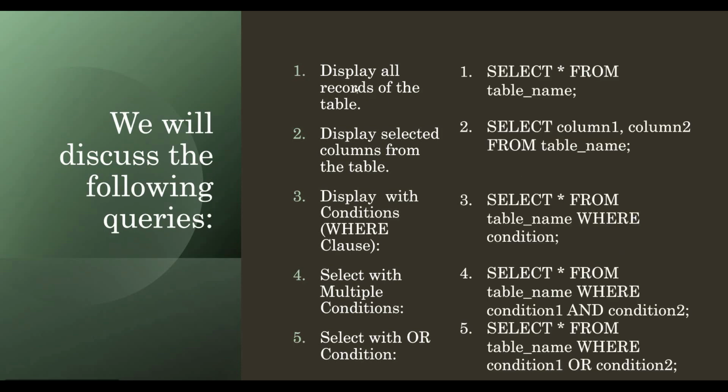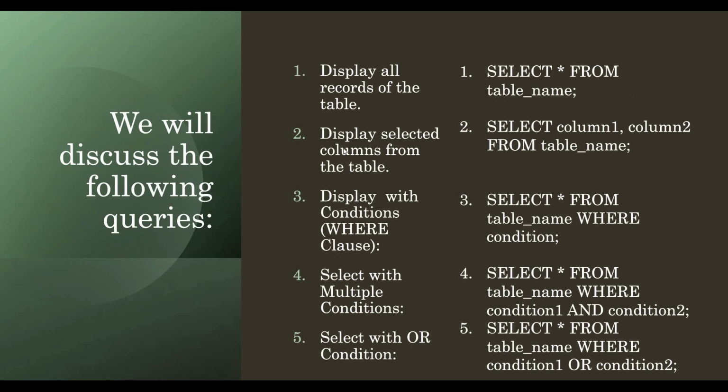Firstly, in order to display all the records, we will always write select. After that, put the asterisk symbol. So you can say select all, or select star, or select asterisk. Whichever you are comfortable with, you can say that. There's no hard and fast rule for calling it. So normally we call it select all or select star from the table name.